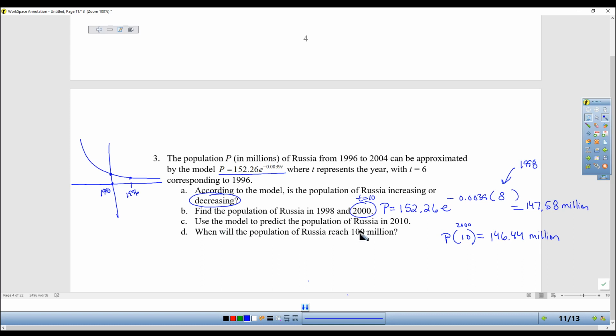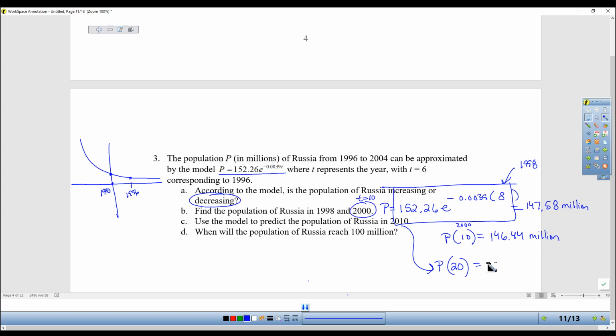Use the model to predict the population of Russia in 2010. So now what P is that going to be? P of 20. So again, you can just keep using second enter on your calculator. Once you've typed this in once, hit second enter and you can keep changing this number, which is really fantastic.